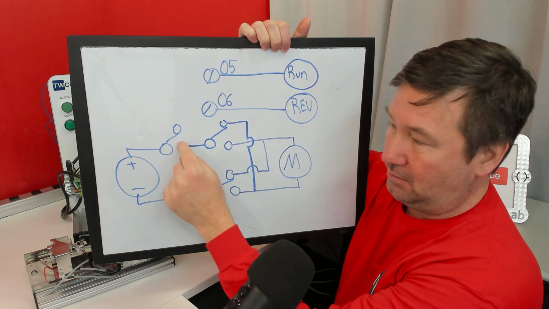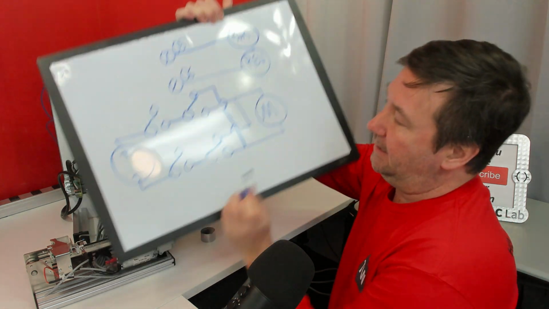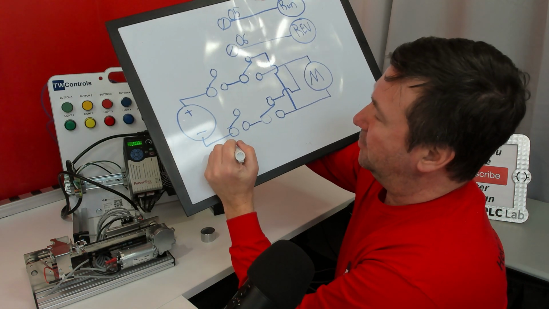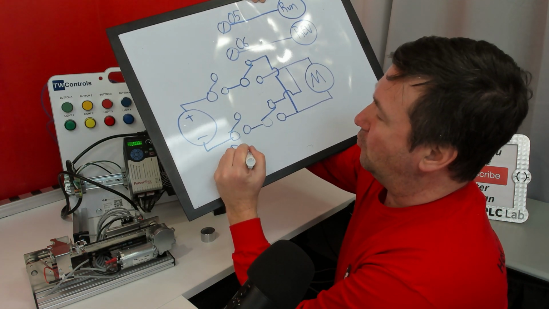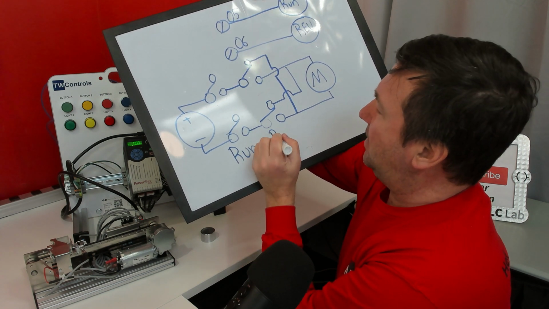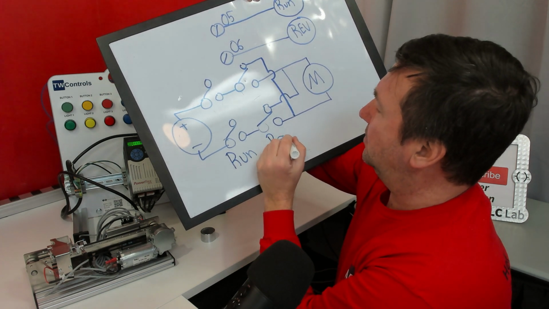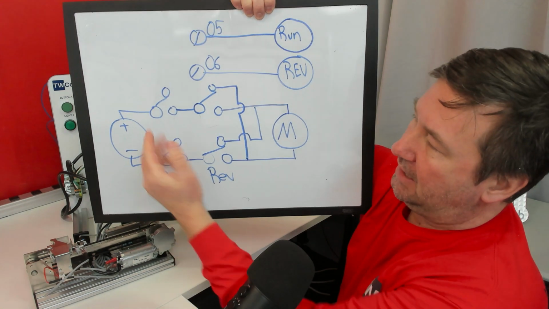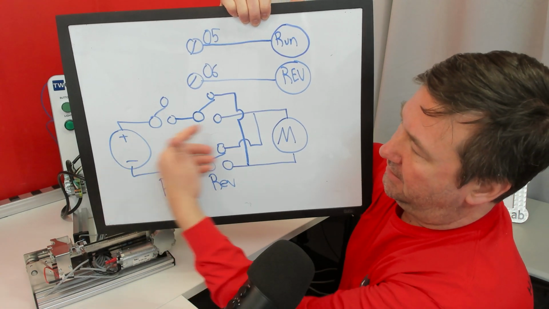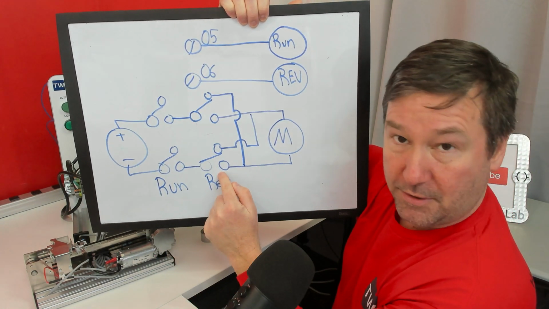And so we have double. So there's the other set. And I forgot to label it, but this one right here is going to be our run. And this one is going to be our reverse. So whenever we energize this, it's going to close and it's going to apply power to the reverse relay.